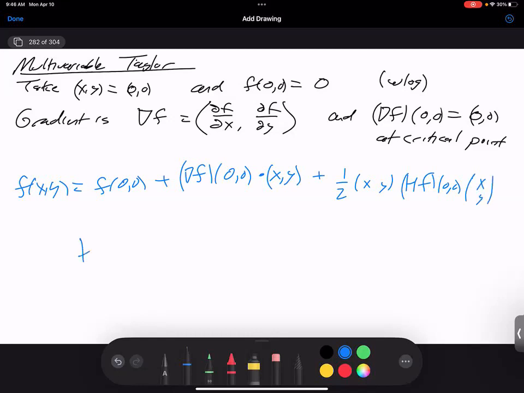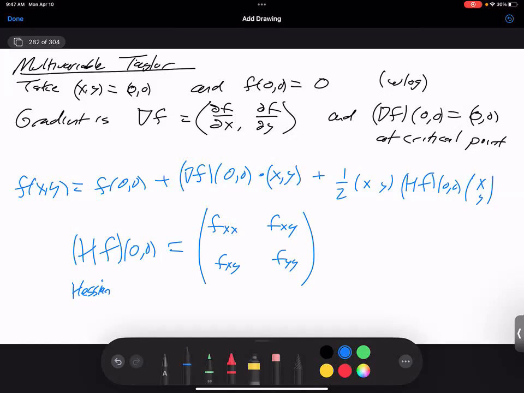With the Hessian matrix, what matrix? The Hessian. This is not related to the soldiers in the Revolutionary War. So this is going to be fxx, fxy, fxy, fyy, and these would all be at 0, 0. Okay. And so when I expand this out, this is going to give me a number.